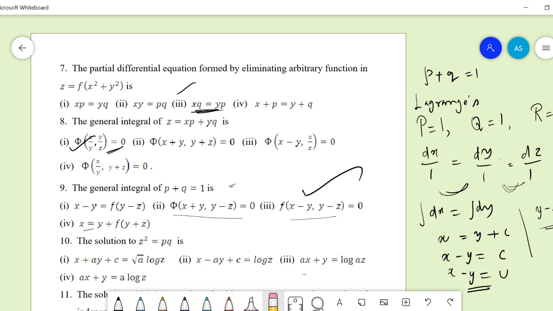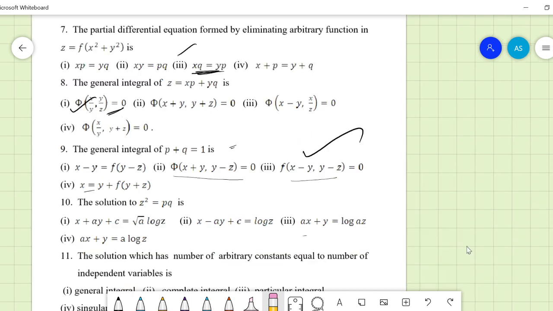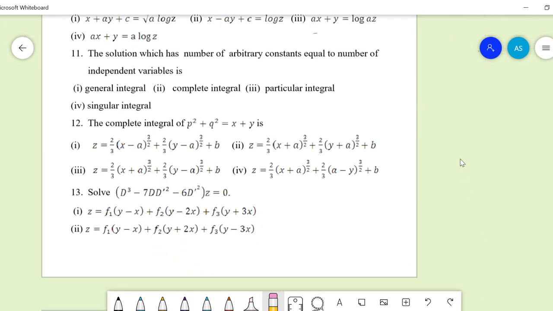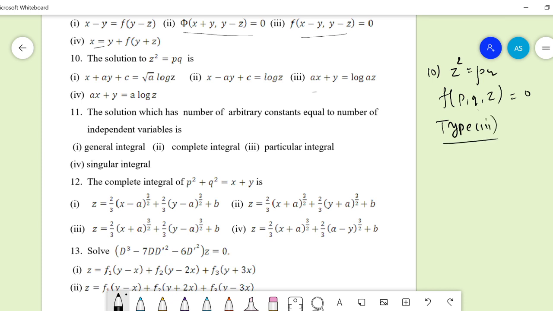Next one. Question number 10. z square equals pq. If the function contains p, q, z, that is f of p, q, z equals 0, then this is type 3. This is type 3 because here only the 3 variables z, p, q are used. So this is type 3.